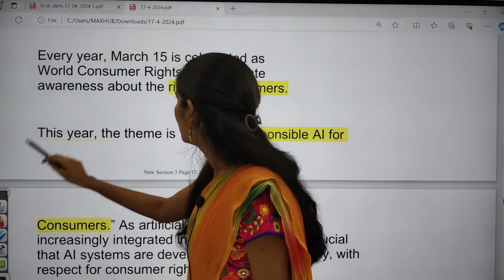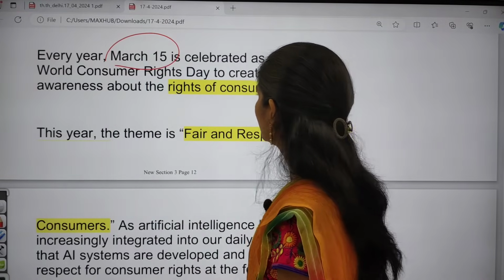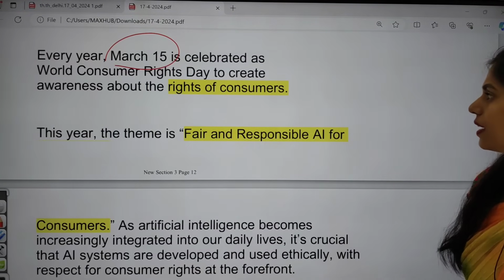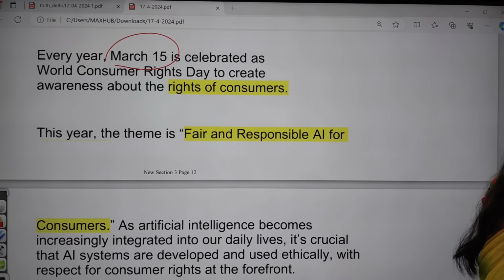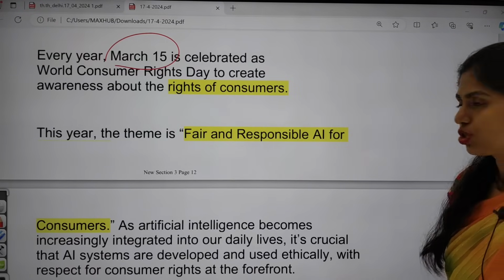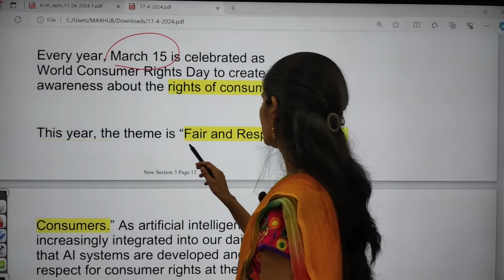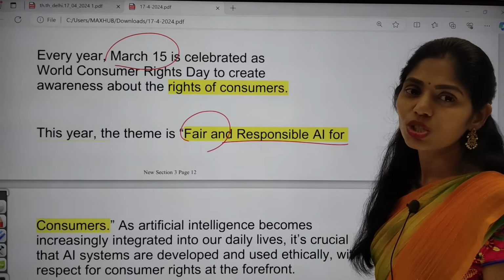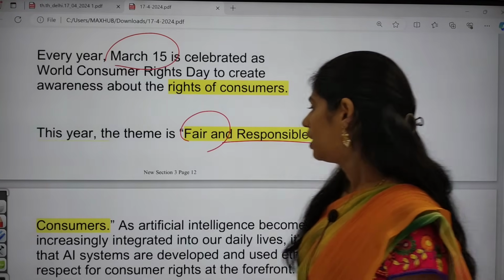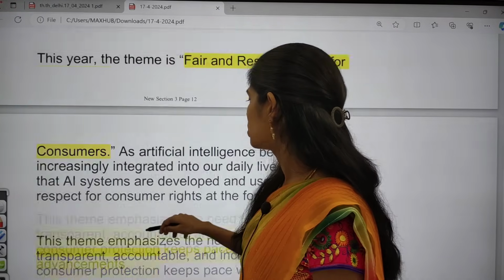So every year March 15th is celebrated as World Consumer Rights Day, and this will be helpful to create awareness among the rights of consumers. The theme this year is Fair and Responsible AI for Consumers.